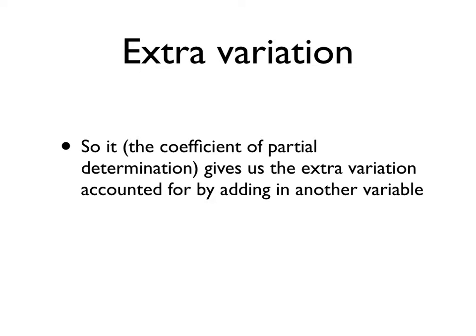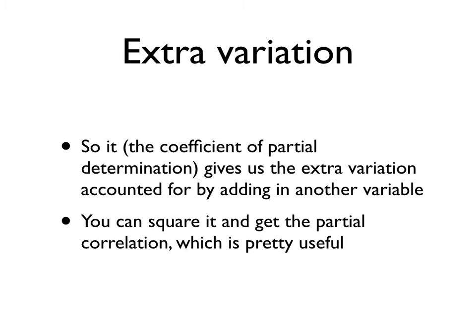So we had this coefficient of partial determination, which gives us the extra variation accounted for by adding in another variable. Okay? If you square it, you get a partial correlation, which is actually quite useful. Again, it's just this extra bit, and it's now as a proportion.